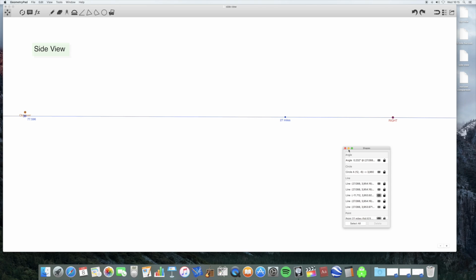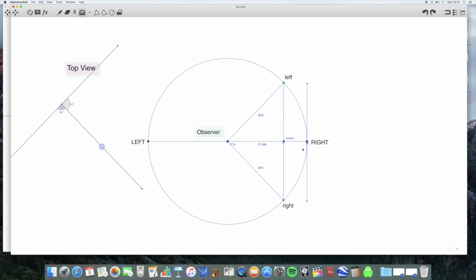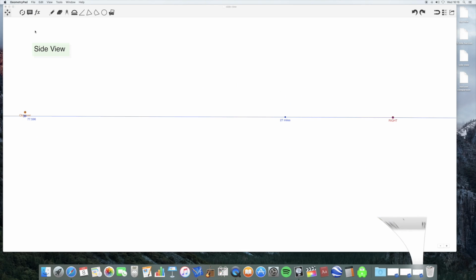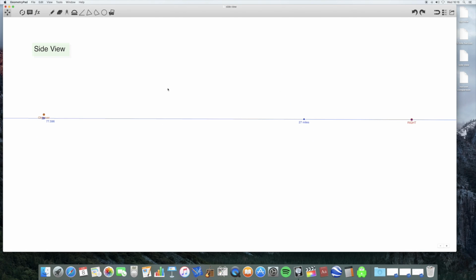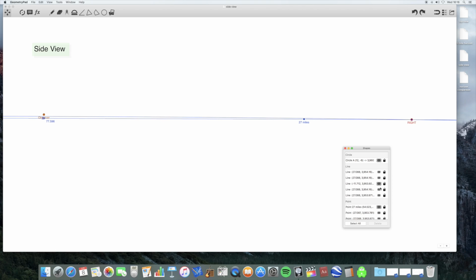Get rid of that. So you're not going to see this line here. You're not going to see the curve going from across the way. And the line from the observer to the horizon is virtually straight, which we can see if I put it back in. So that's the line from the observer to the horizon.